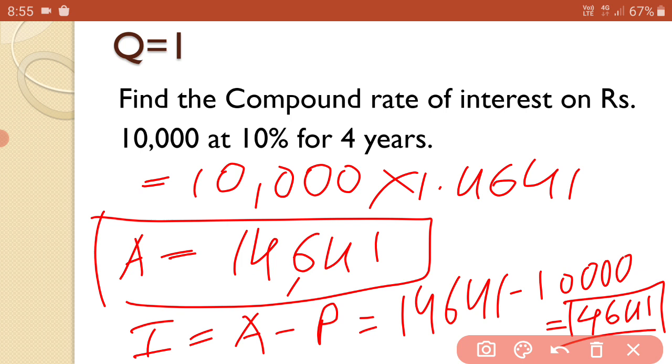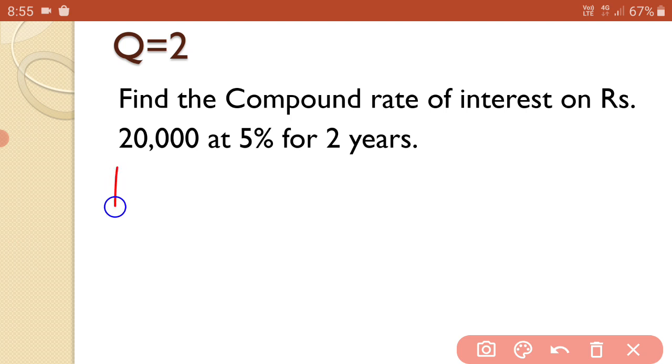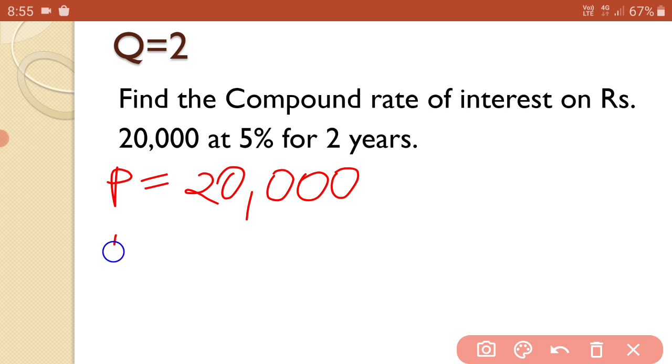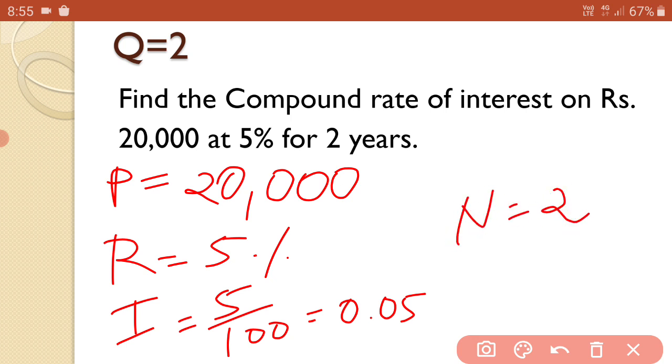I think it is a very easy method. It is clear. Now the second question, just try it. Find the compound interest on 20,000 at 5% per annum for 2 years. So here P is equal to 20,000, rate of interest 5%, so i is equal to 5 upon 100, 0.05. n is equal to 2 years.